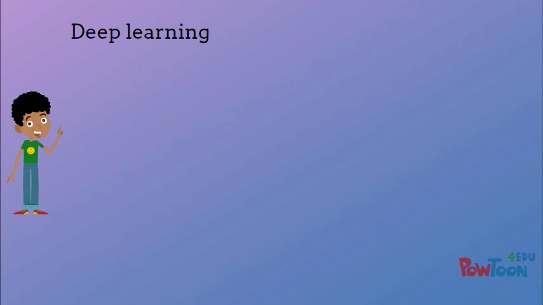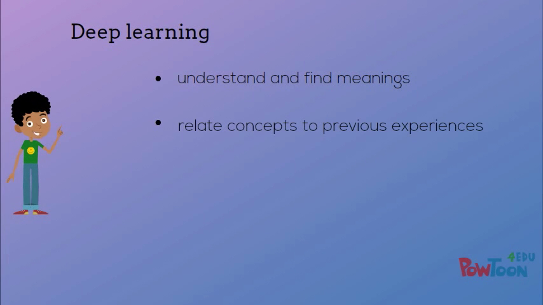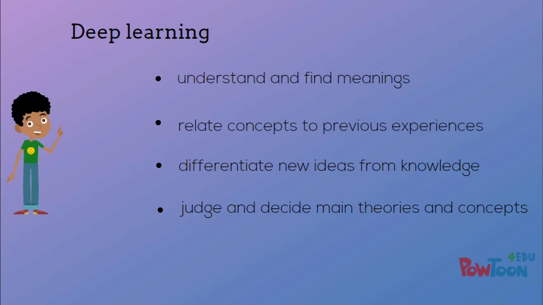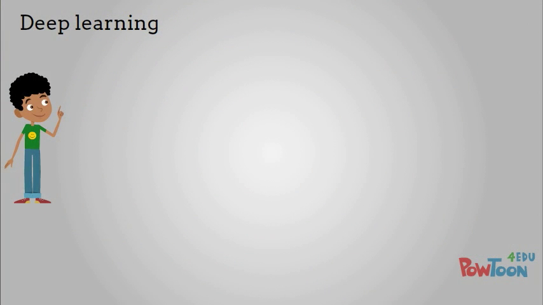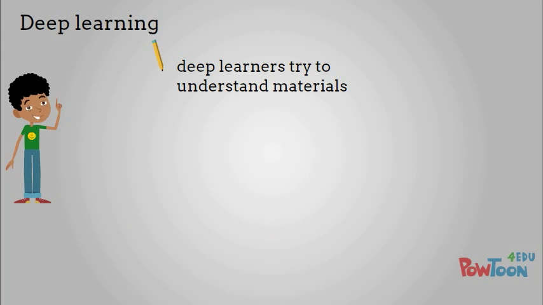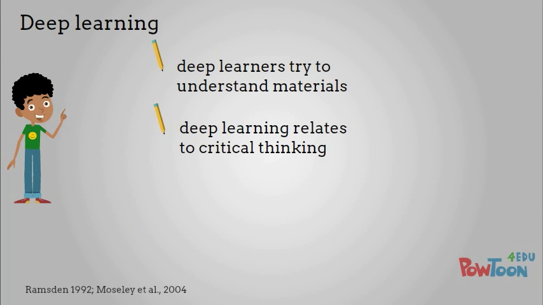Deep learning implies the intention to understand and seek meaning, leading to effort to relate concepts to existing experiences. Deep learners can distinguish between new ideas and existing knowledge. They critically evaluate and determine key theories and concepts. These learners are trying to achieve maximum meaning from their studies. Ramsden asserted deep learning can make students understand materials effectively. It is related to critical thinking skills.